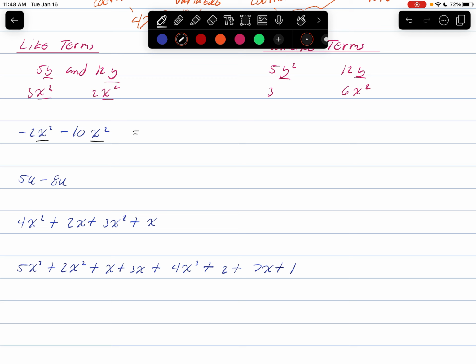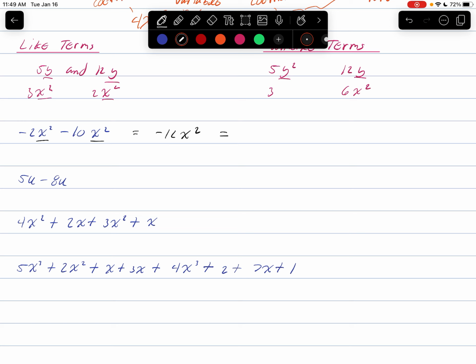Okay, and so all we have to do is worry about the coefficients here. Okay, so this is the same thing as subtracting 10x squared from negative 2x squared. So really, we're just going to worry about the coefficient part where we subtract 10 from negative 2. And then we're going to bring the variable part along with it. So this is going to be the same thing as negative 12x squared. Okay, you can combine them into one, so to speak.